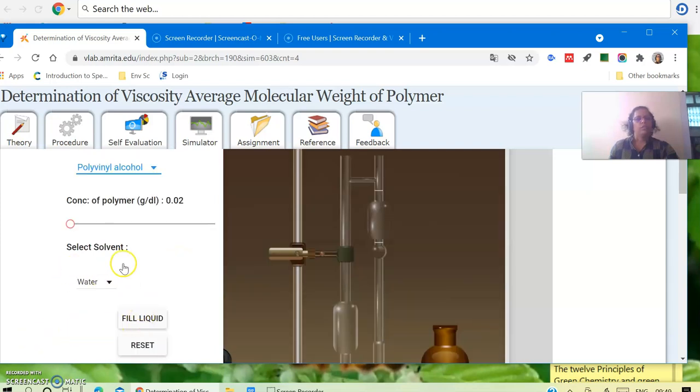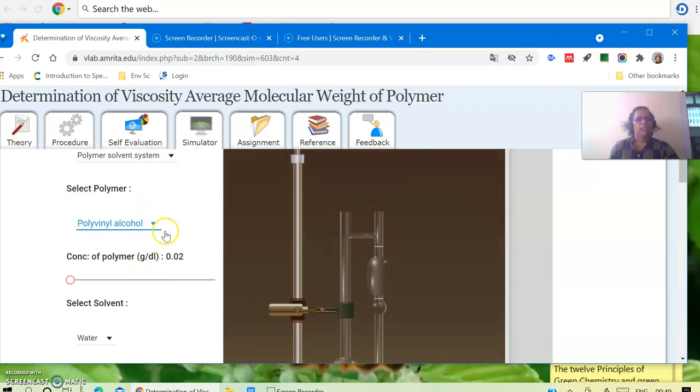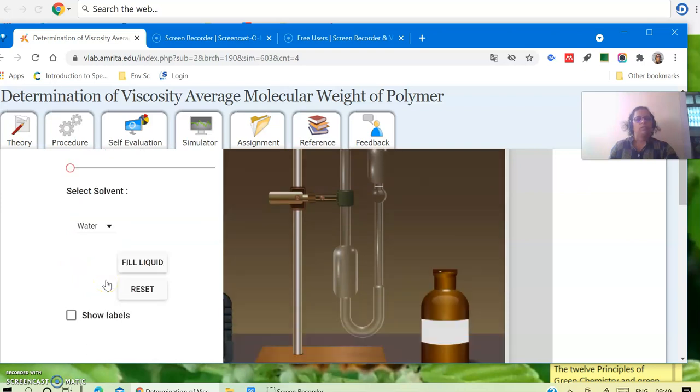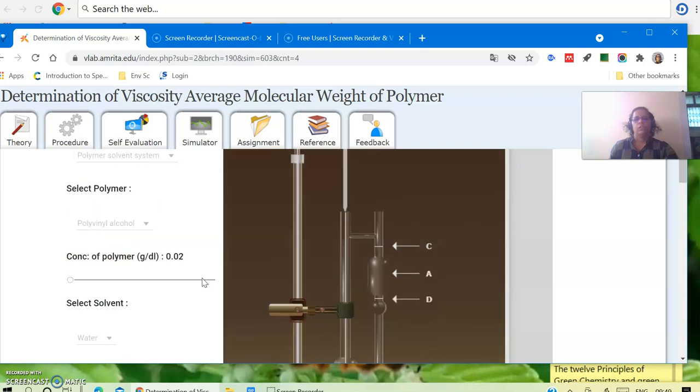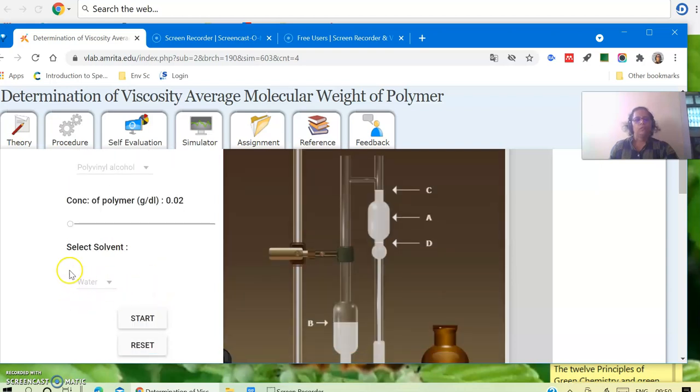Water solvent is selected, polymer selected is polyvinyl alcohol, solvent selected is water. I'll show the labels and click fill liquid. Now see, the polymer solution is added with concentration 0.02. So we have noted the time for water, and now we will do the first reading and say start.